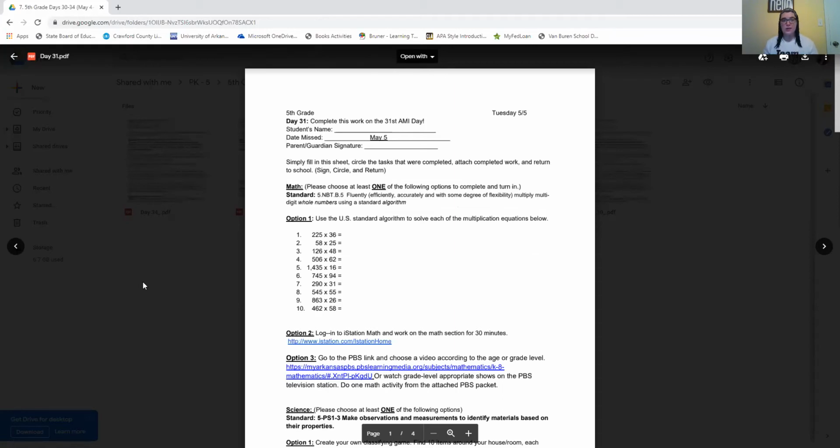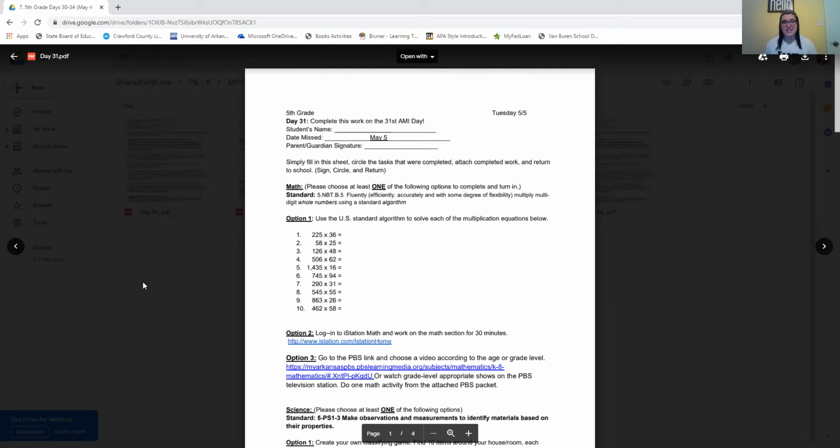So they want you to use the standard algorithm or the standard method for solving these multiplication problems, but it would still be okay if you wanted to use one of those other methods that we've learned in class. So we've learned the break apart method, we've learned the box method. I'm going to review the box method with you today, and then we will solve one with the standard algorithm as well. So option 1, they want you to solve all those multiplication problems 1 through 10.